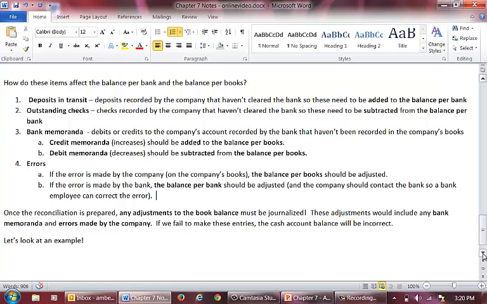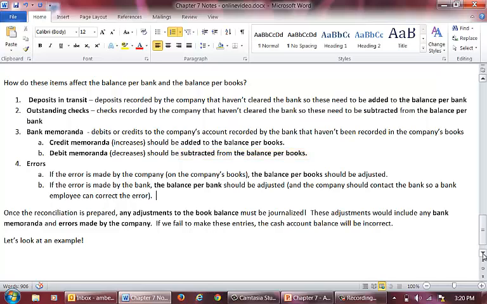Deposits in transit are reflected in the book balance but not the bank balance, so we need to add them to the bank balance. Outstanding checks are also reflected in the book balance but not the bank balance, so we need to subtract them from the bank balance. Credit memos are reflected in the bank balance but not the book balance, so we need to add them to the book balance. Debit memos are also reflected in the bank balance but not the book balance, so we need to subtract them from the book balance.